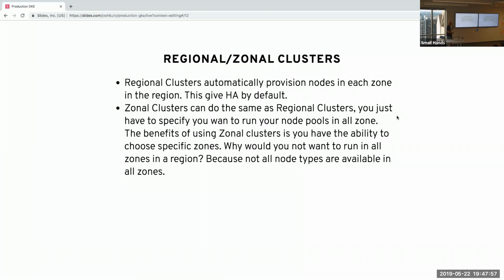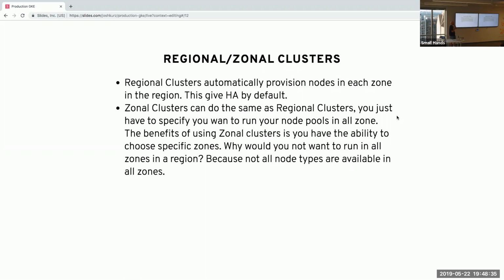Regional versus zonal clusters. So there's two options for GKE clusters. Regional means that you just pick a region, US East 1, and it's going to automatically provision worker nodes in each of your node pools. You set a minimum in the node pool. So you have a node pool and you say, I want one replica or one node per zone. And it's going to automatically do that for you. So you don't have to worry about configuring things in each individual zone, and it makes things a lot simpler, kind of abstracts the zones away from you.